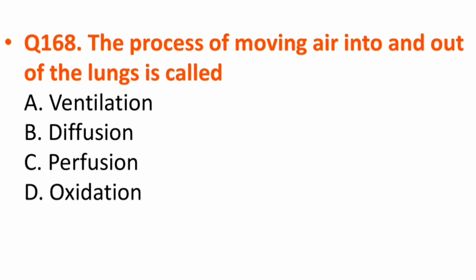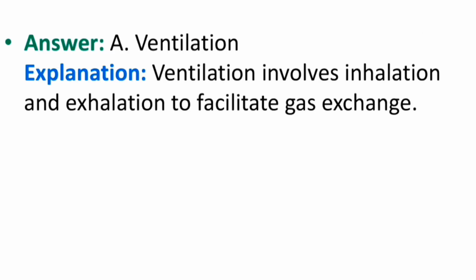The process of moving air into and out of the lungs is called option A, ventilation. Option B, diffusion. Option C, perfusion. Option D, oxidation. The correct answer is option A, ventilation. Ventilation involves inhalation and exhalation to facilitate gas exchange.